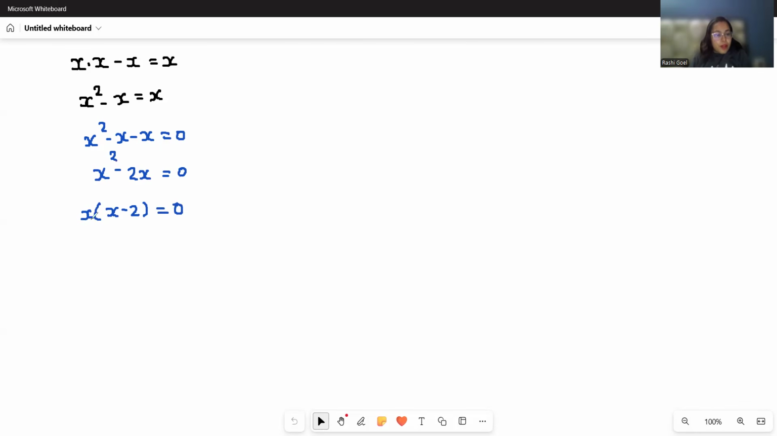So here both the factors equal 0. So first x equals 0, then x minus 2 equals 0, so it becomes x equals 2. So these are the two values of x. So let's verify this.